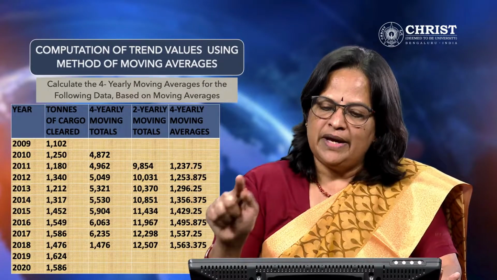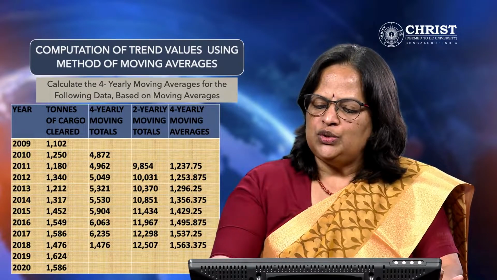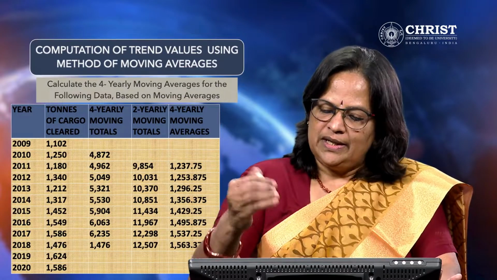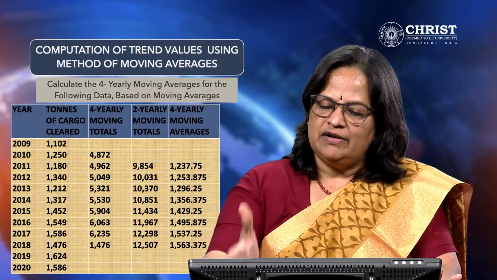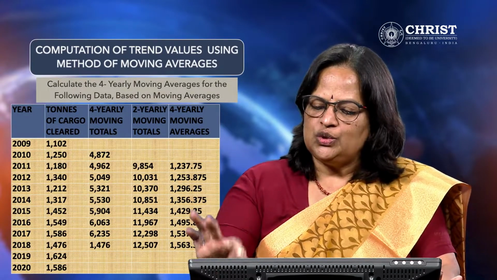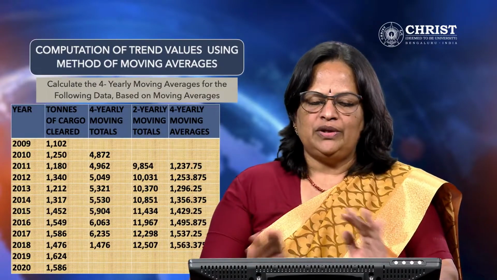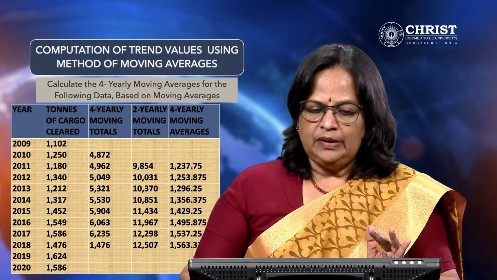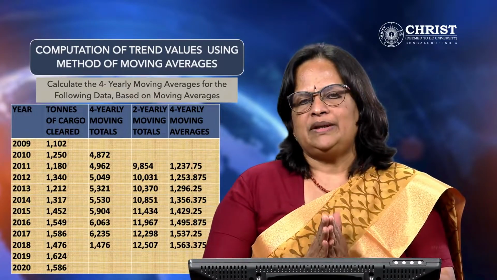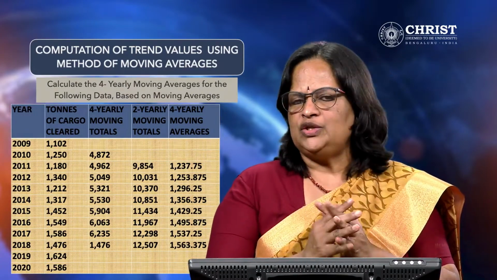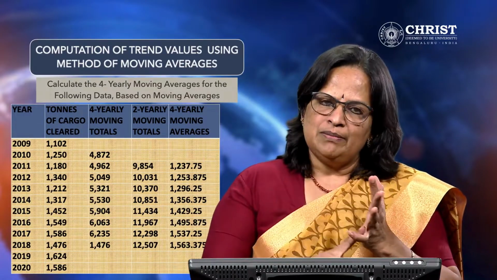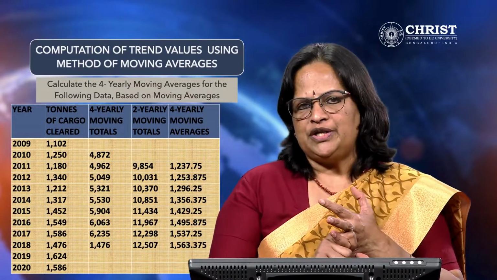Now 4-yearly moving averages: 9,854 divided by 8. That is how you will get 1237.75. Next value 10,031 divided by 8. You will get 1,253.875. Like this you have to compute that. So this is very important. You have to remember that this is how even numbers you have computed. Now odd numbers we have learned and even numbers computation we have learned.